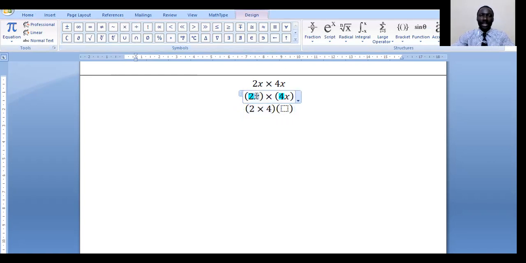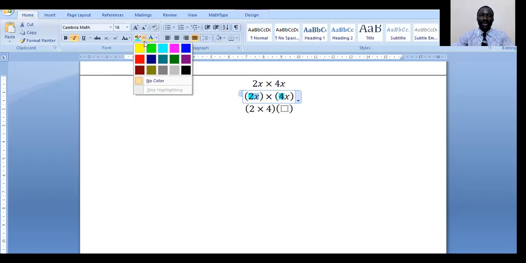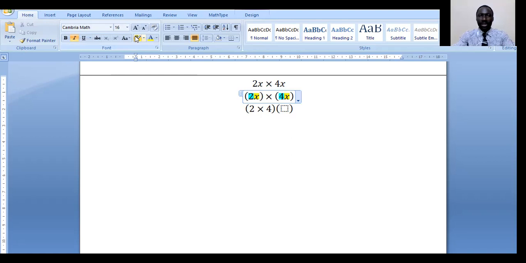Then the next quantity to deal with is x. So this x that we are having, we also have to multiply it with this other second x. Now notice that if the second x was, for example, x squared or x cubed, or x with exponent 4, you would still deal with them like that, because the letters multiply themselves and the numbers also multiply themselves.